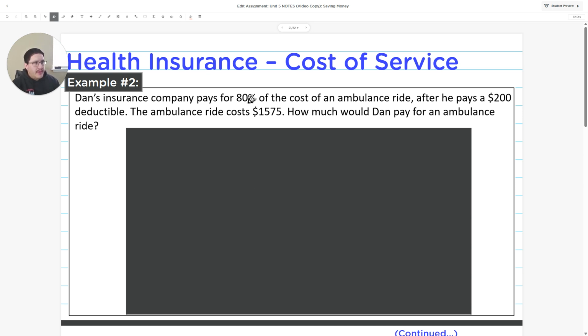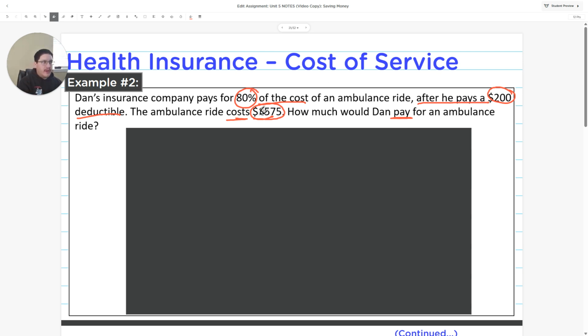Dan's insurance company pays for 80% of the cost of an ambulance ride after he pays a $200 deductible. The ambulance ride cost $1,575. How much will Dan pay for the ambulance ride? So, again, what do we do with all this information?